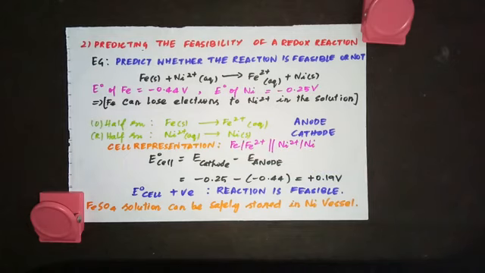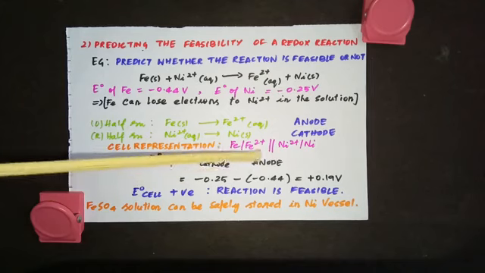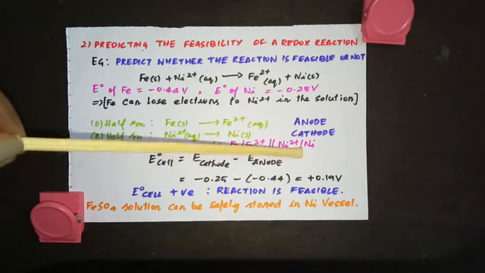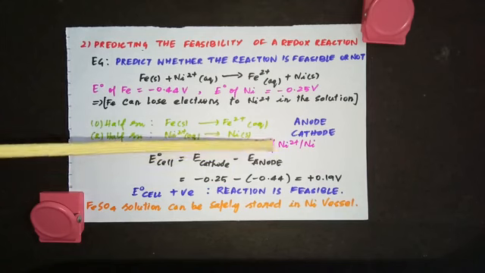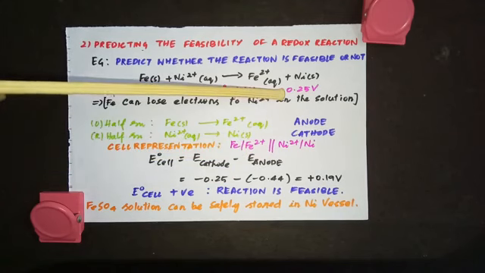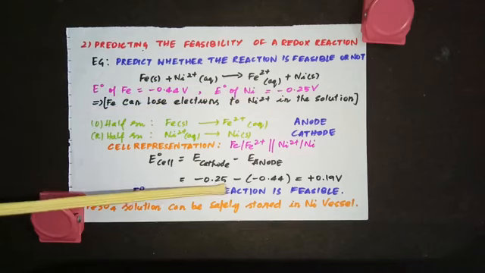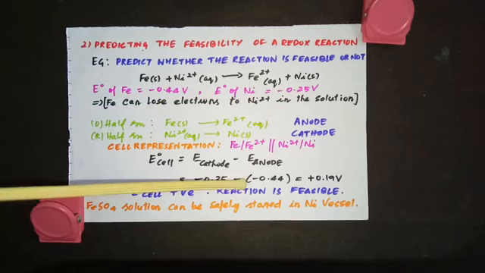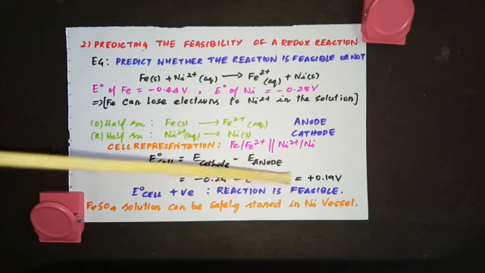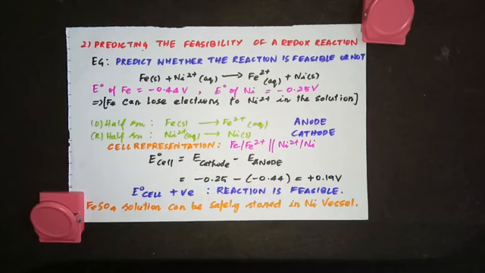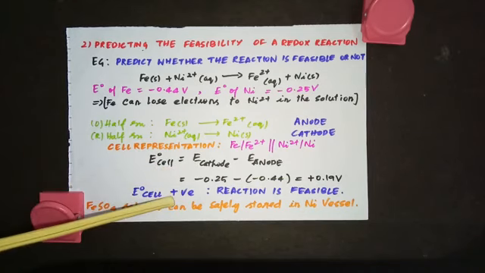Now you have to find out E naught cell. What is the formula? E cathode minus E anode. What is the cathode here? This is the cathode, this is the anode. What is the E cathode value? Minus 0.25, and the anode value is minus 0.44. So minus 0.25 minus of minus 0.44, which becomes plus, gives you a value of plus 0.19 volt. And remember, if the E naught cell that you're calculating is positive, then the reaction is feasible.